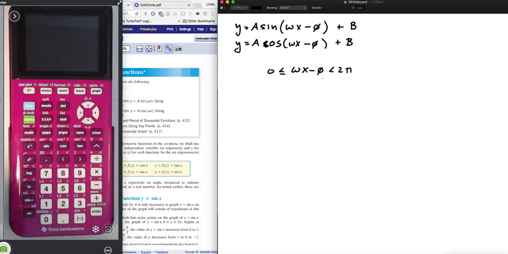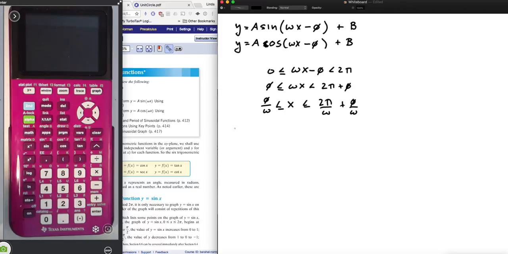Add phi all the way through. So I'll get phi less than omega x less than 2 pi plus phi. Divide everything by omega. Then I have x. I'm going to do this in 2 steps. So this is what I get for my interval for one cycle of the trig function. Now I'm showing you this as a formula in case you're one of those people that likes to memorize formulas. I prefer it as a method. If I'm going to phase shift or do a horizontal shift to a trig function, I prefer to actually solve that inequality each time.